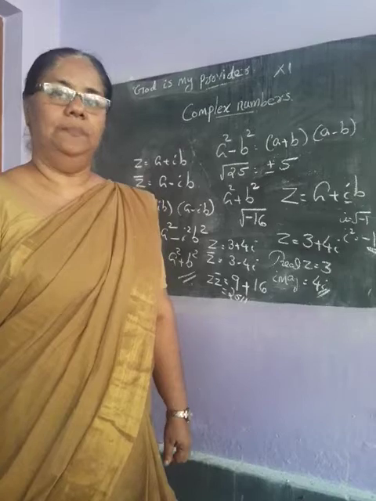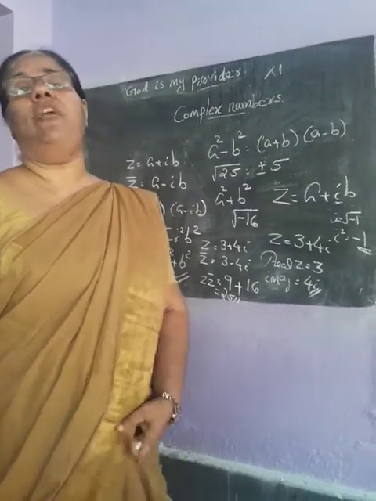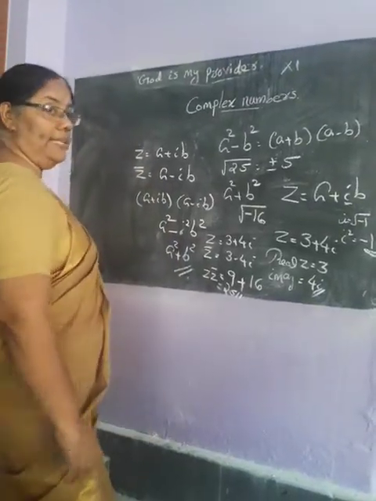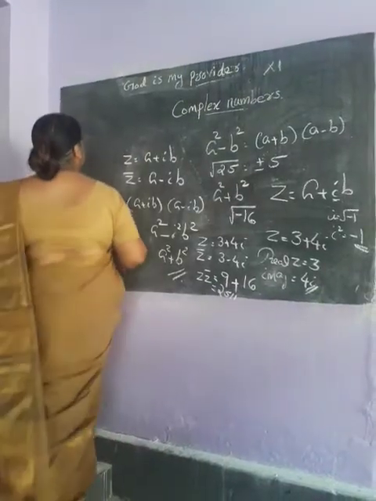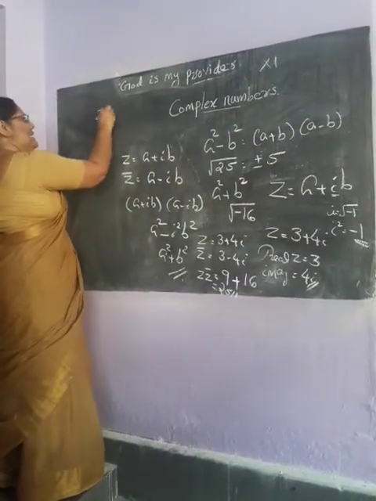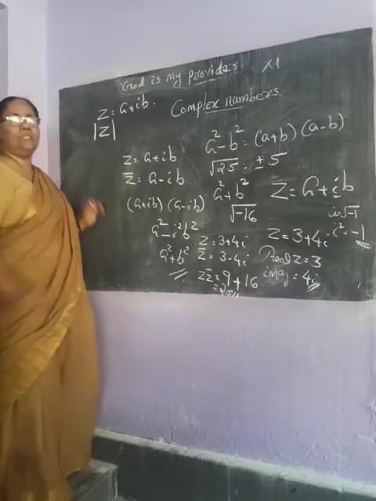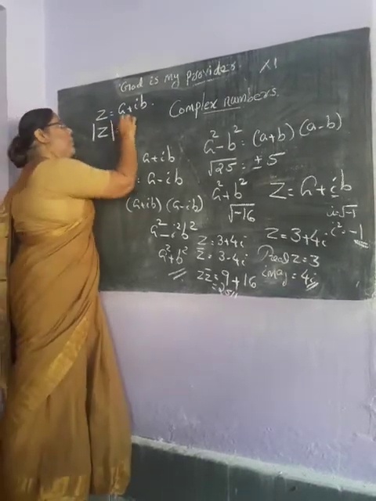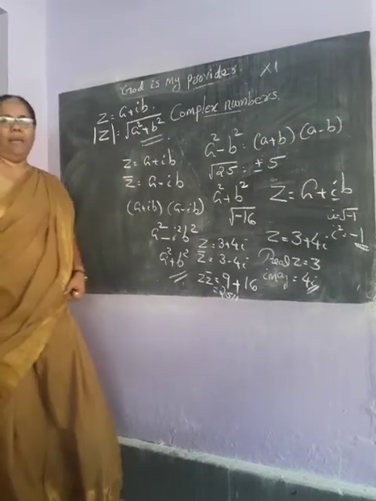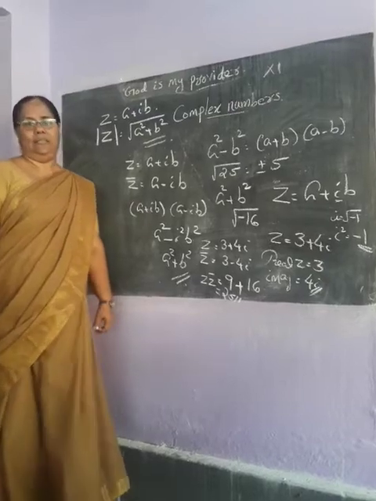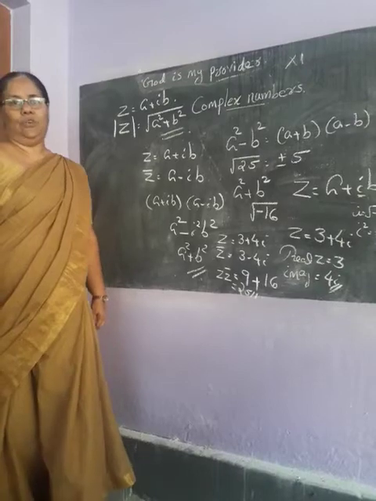That's the first one. The next one is, what is the modulus of a complex number? Next heading: modulus of a complex number. Listen. We know that z is equal to a plus ib. Modulus of z means root of a square plus b square. What's the formula? Modulus of z is equal to root of a square plus b square.